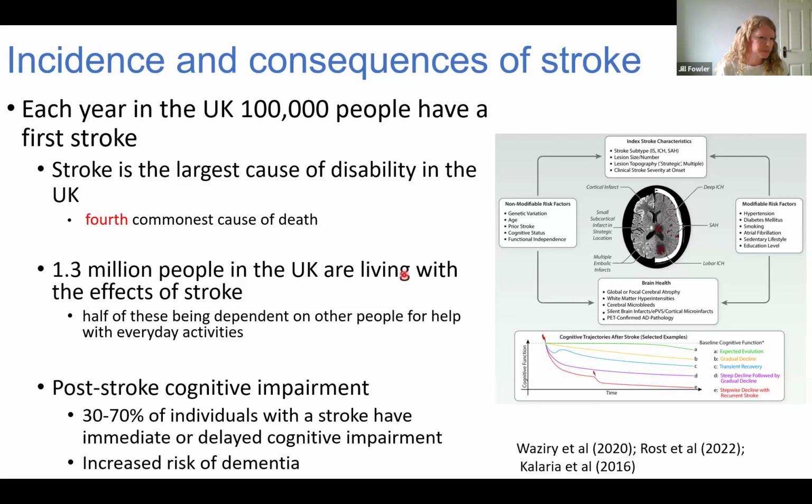And post-stroke cognitive impairment is a major problem. So this can occur in up to 30 to 70% of individuals who've had a stroke. And stroke can also double your risk of developing dementia due to both Alzheimer's disease and vascular dementia. And so the trajectory of cognitive impairment after stroke, you can have immediate or delayed cognitive impairments. And this is dependent on the interplay of a number of modifiable and non-modifiable risk factors and interactions with other pathologies in the brain. So I'm going to introduce this later on in the talk.